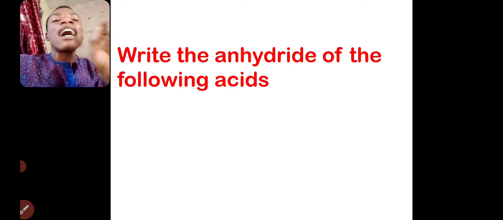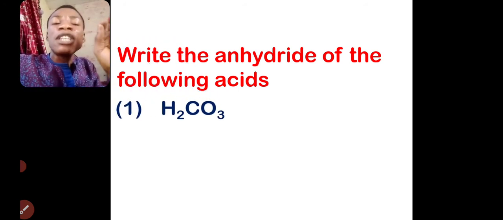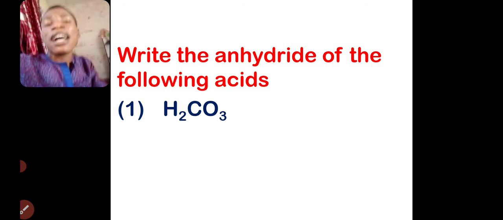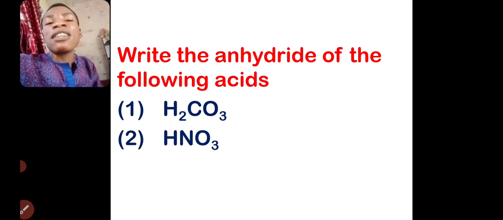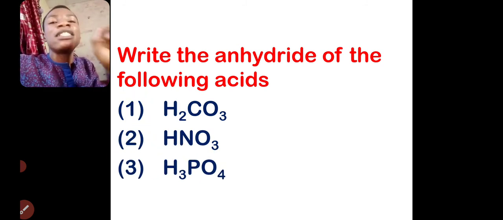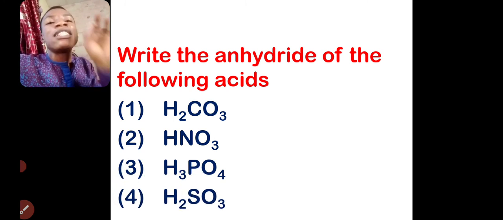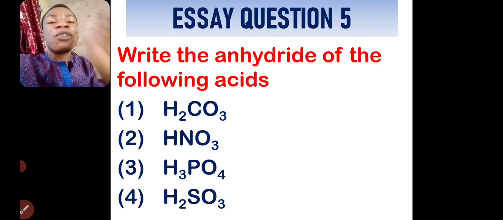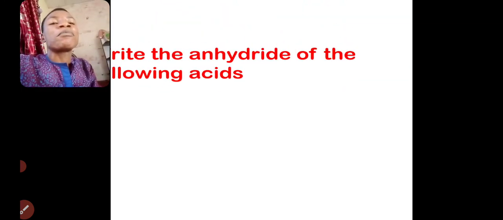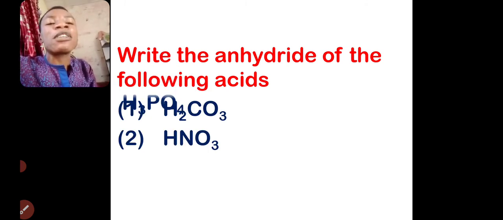Write the anhydride of the following acid. Question number 5. H2CO3. What is the anhydride? HNO3. What is the anhydride? H3PO4. What is the anhydride? H2SO3. What is the anhydride of those 4 acids? We have talked about that. That's our last question in this video.